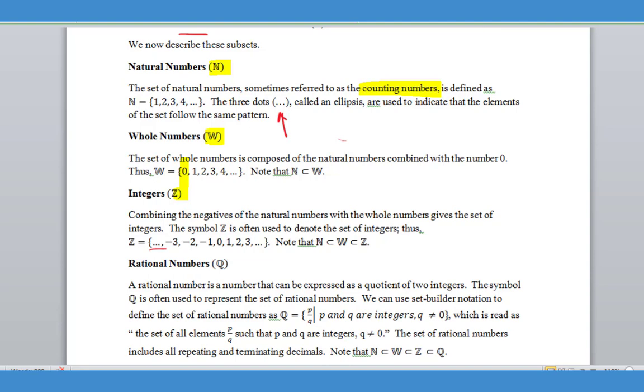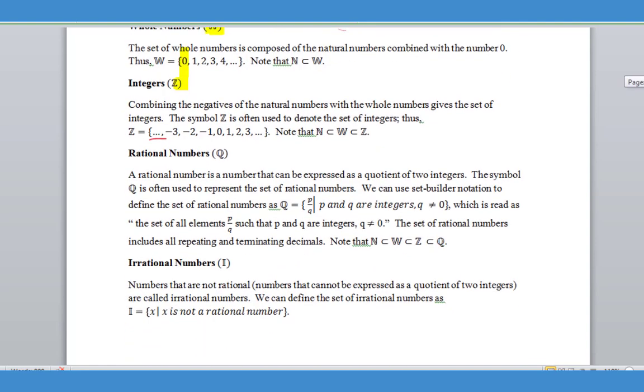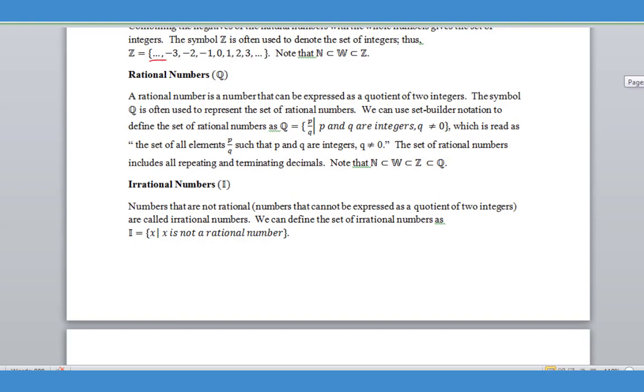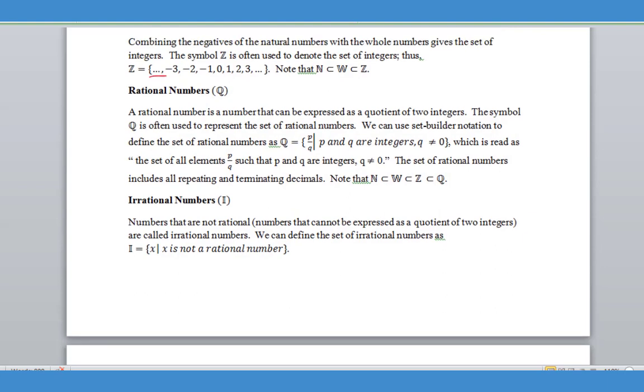Now, those 3 sets of numbers are common sets that you learn in pre-algebra and algebra 1. As we move into algebra 2, we're going to start focusing on 2 other sets of numbers that are a little bit more involved, and that's the rational numbers and irrational numbers. Now, the rational numbers are all of the numbers from counting numbers, whole numbers, integers, but then we go into a little bit more specifics.